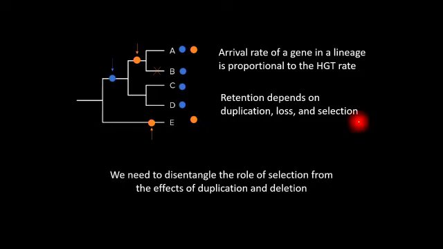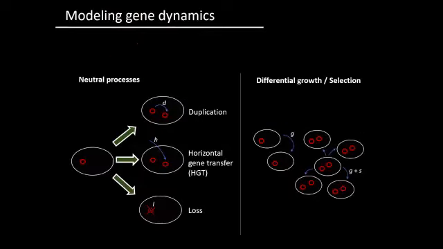And to make things more complicated, this is also going to be affected by duplication. If a gene tends to duplicate very much, it's going to be very difficult to lose it because you will have many copies of it. So we are trying to reconstruct this history of gene gains and losses, and then we need to disentangle the causes, like we need to disentangle the role of selection for the maintenance of those genes. How do we do that?